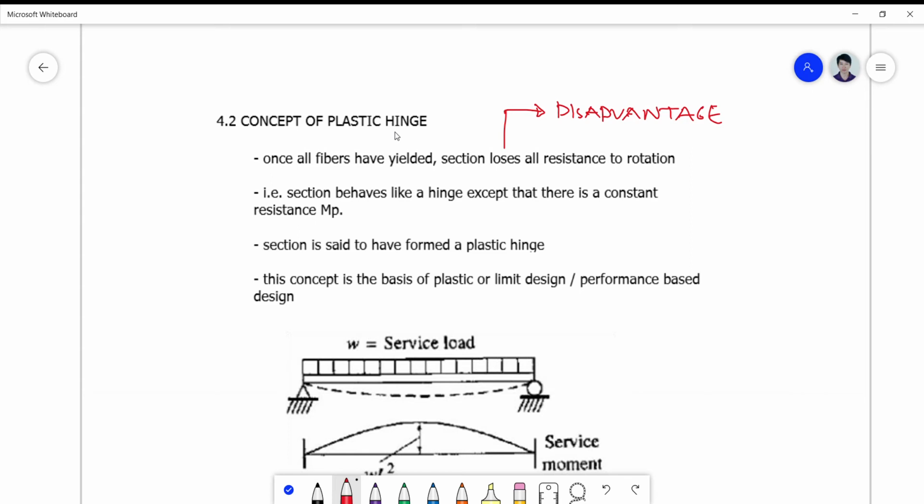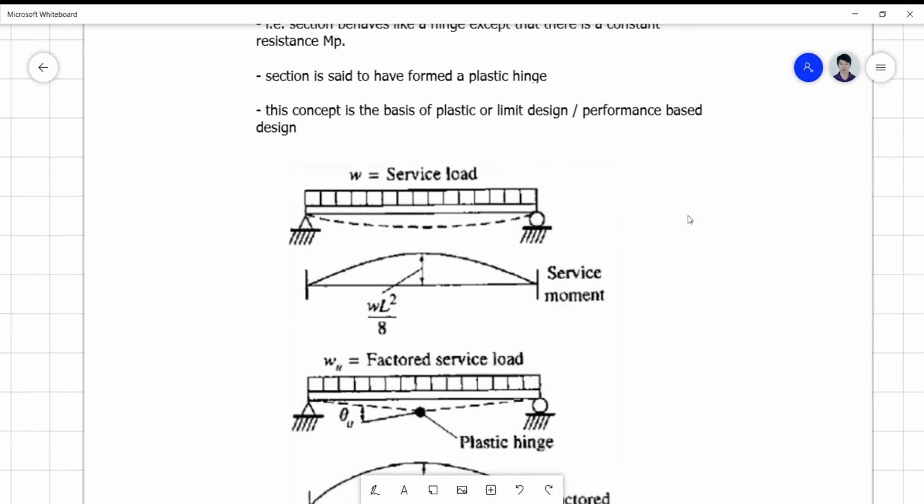Okay? So on our third note, after such behavior has been achieved, we say that the section has formed at a particular location what you call a plastic hinge. So internal ito, no? Internal siya dun sa mismong sectional property. Pero yung behavior niya, para lang siyang external hinge, no? Okay? So this concept is the basis of what you call the limit design or the plastic design or simply the performance-based design, in which your pushover analysis has been popularized by so many structural enthusiasts.